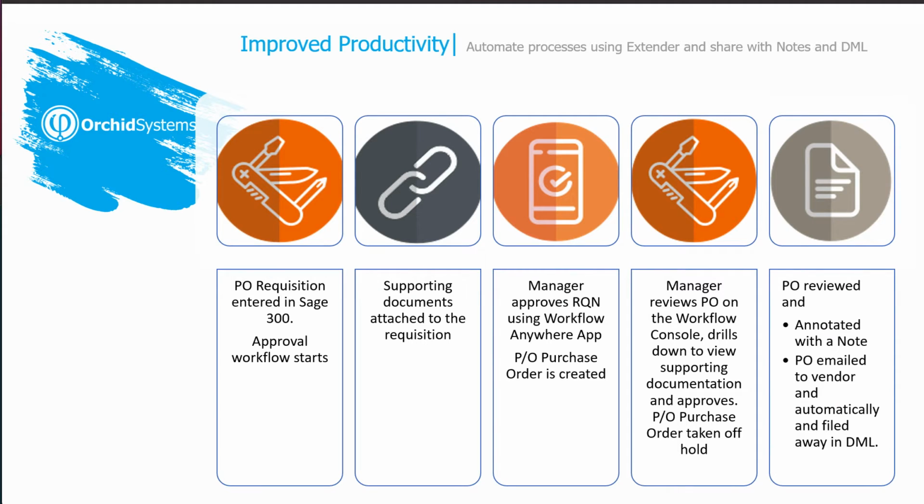Finally, we will add a note to the purchase order as it is finalized before it gets emailed to the vendor, and that note will be available for users in Accounts Payable as well. We will then use Extender to create a PDF of the purchase order and email it to the vendor automatically with a single click by adding a new button to the purchase order screen. Over to you, Anne.